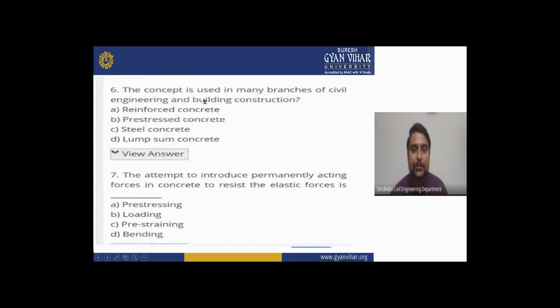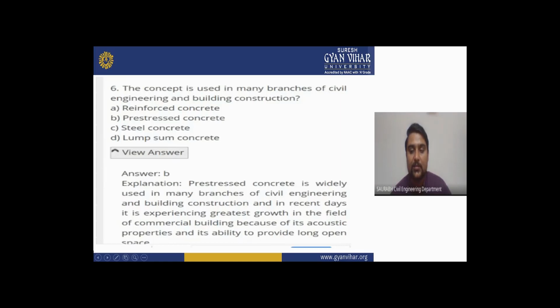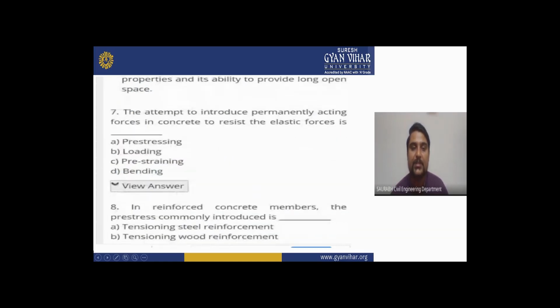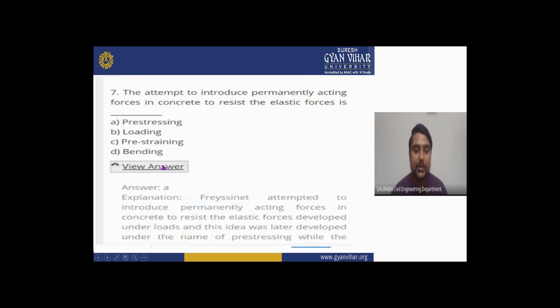The concept is used in many branches of civil engineering and building construction. Reinforced cement concrete, pre-stressed concrete, steel, lump sum concrete, and here the right answer will be pre-stressed concrete. And these are the concretes used in the field of civil engineering. Come to the seventh question. The attempt to introduce permanently acting force in a concrete to resist elastic forces: pre-stress loading, pre-stress bending. Here right answer will be pre-stressing.